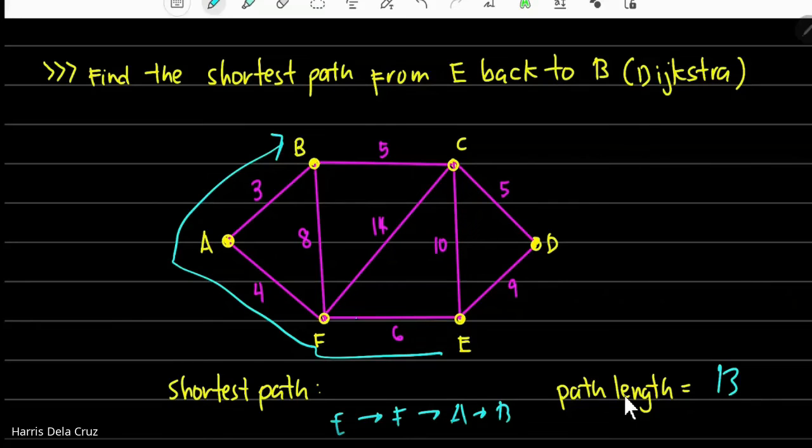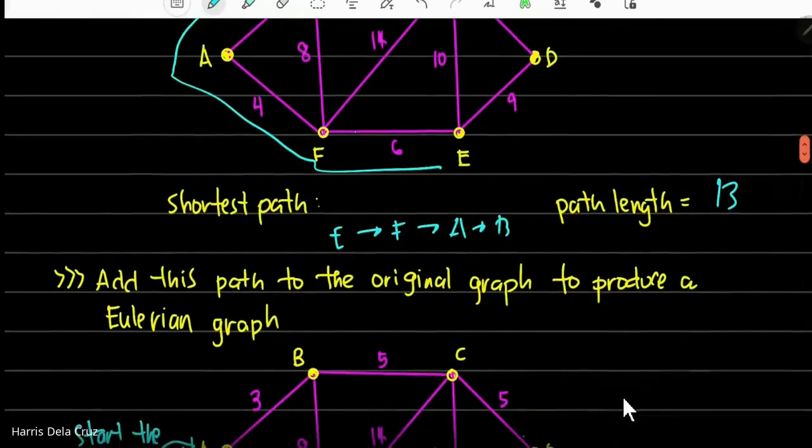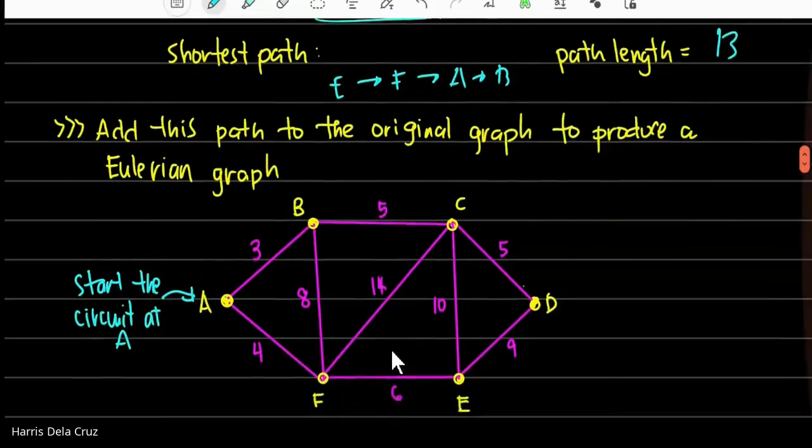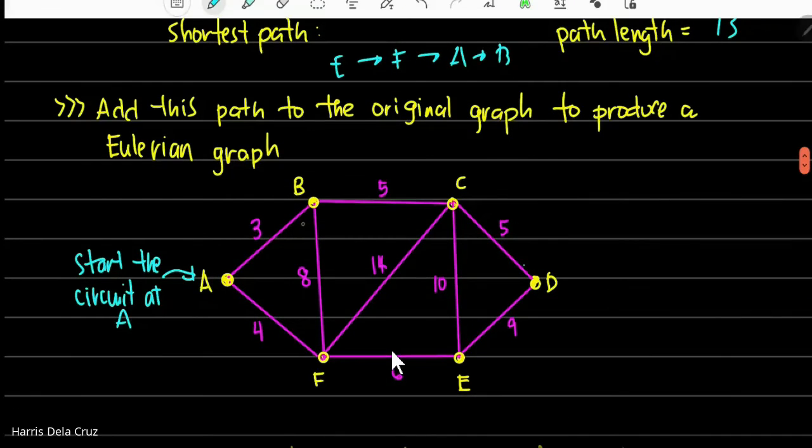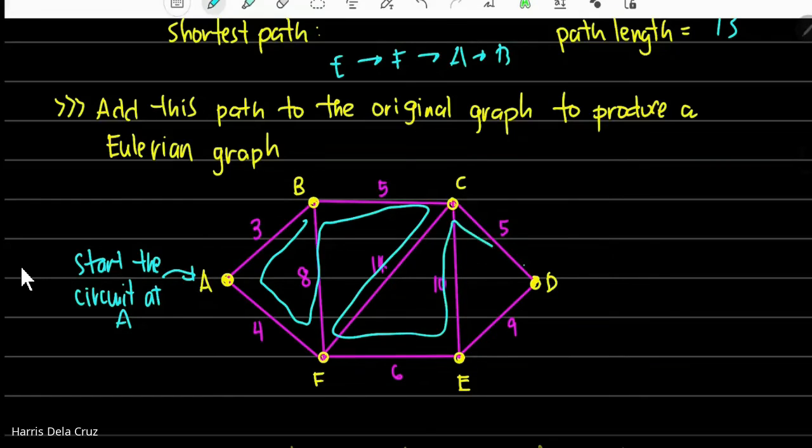So, that means, our Postman trail will be, you add the two trails para sa Postman trail. So, again, ito. Yan yung semi-Eulerian. Tapos, idadagdag natin yung dalawa pang path, yung shortest path. So, magkakaroon tayo ng Eulerian trail. This time, it's Eulerian na, di ba?